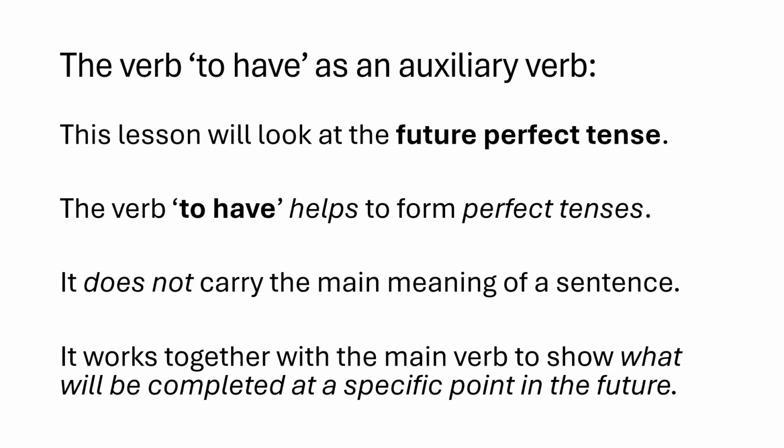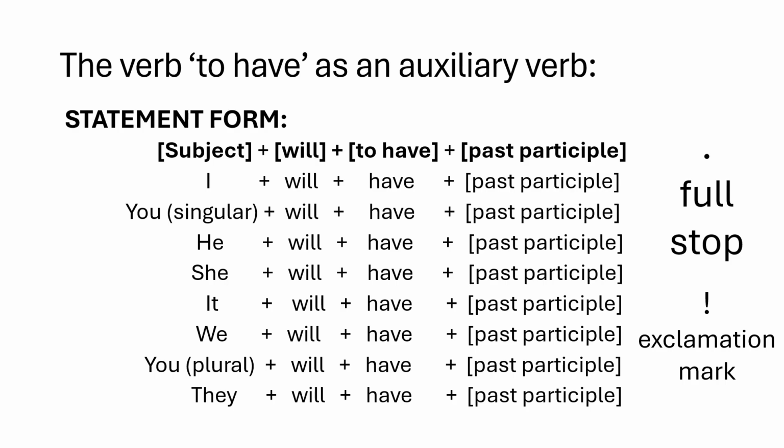This lesson will look at the future perfect tense. The verb to have helps to form perfect tenses. It does not carry the main meaning of a sentence. It works together with the main verb to show what will be completed at a specific point in the future. If you can ask, completed by when? The future perfect is the right tense to use. The structure of a statement follows this form.